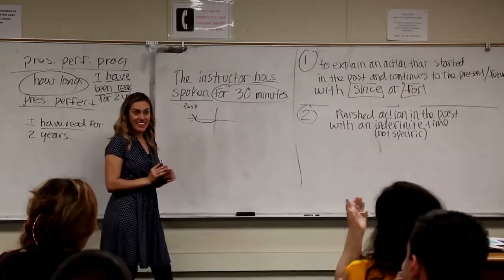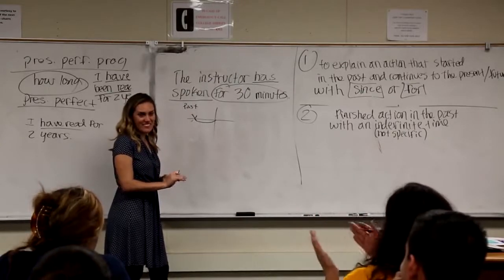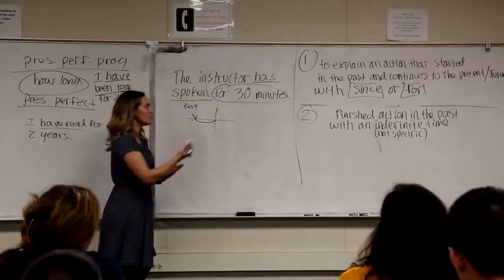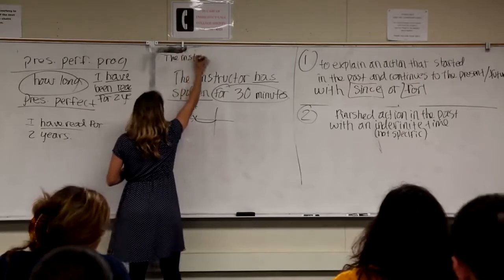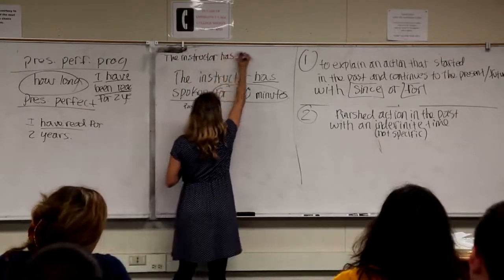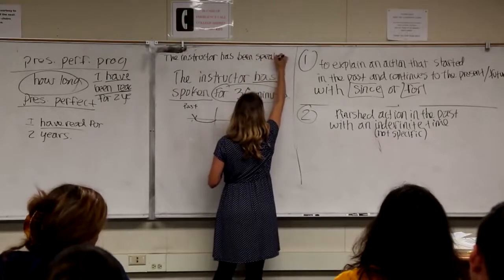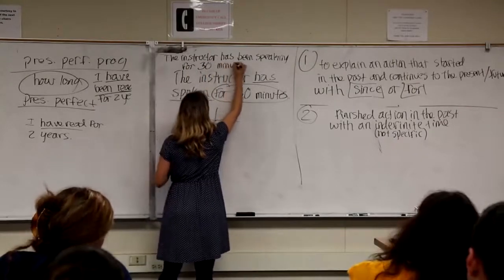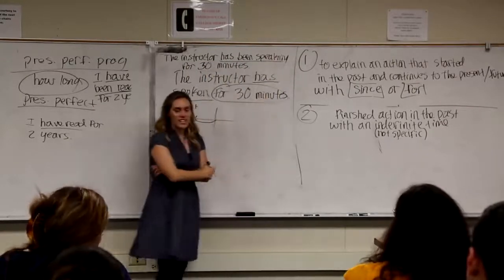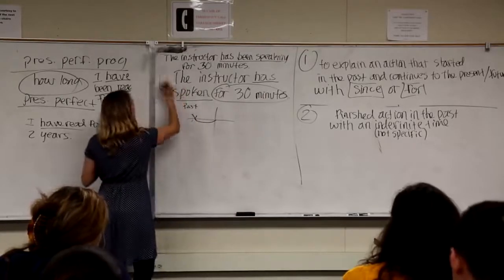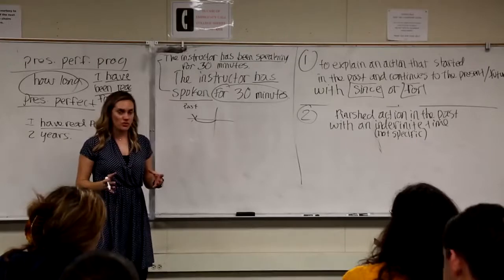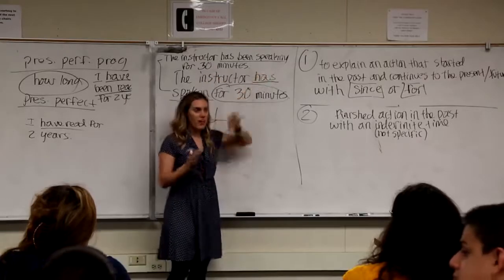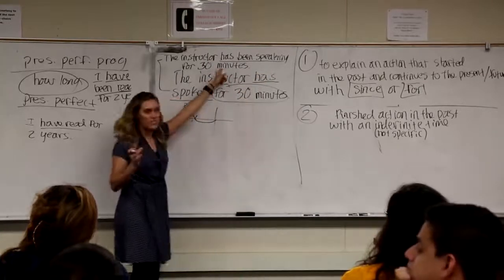Now, it's very close to the progressive. Right, it's exactly the same as the progressive. The instructor has been speaking for 30 minutes. Has been speaking. Exactly the same. These two are exactly the same. Which one should you use? Which one's better? The first one, because it's an action verb and we're talking about how long. So it's better to use that one.